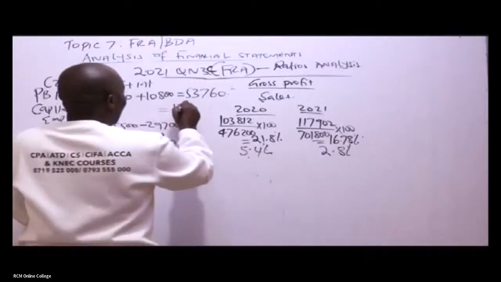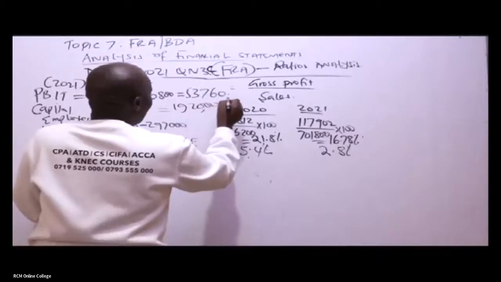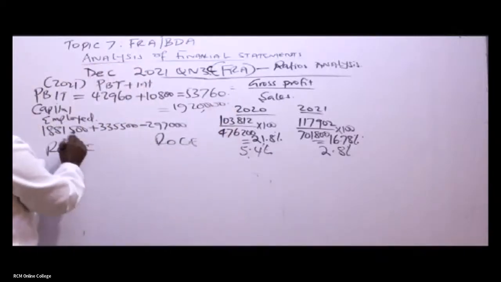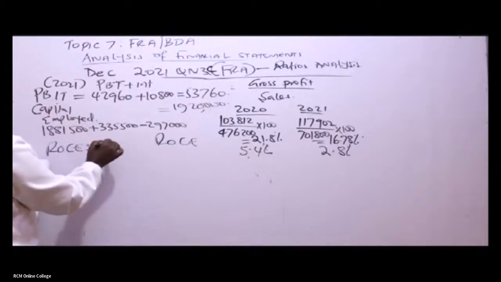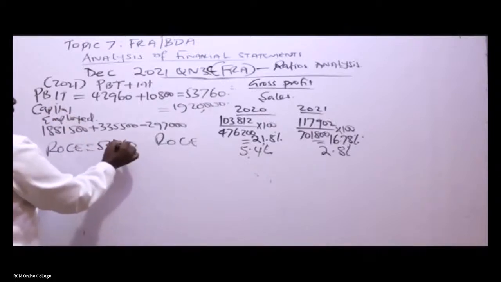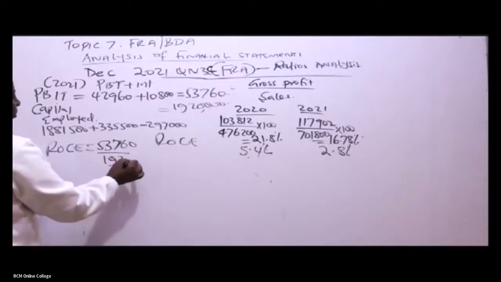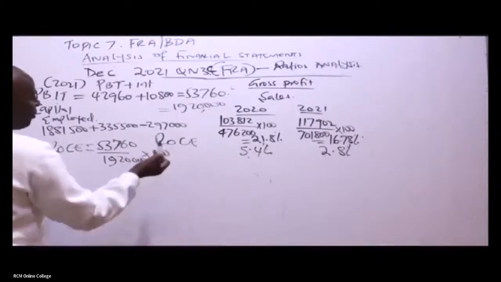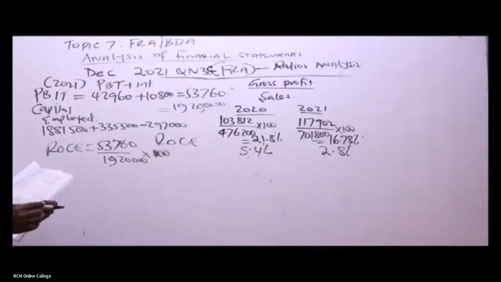1920,000. Beautiful figure. And now remember that ROCE really is the quotient between this PBIT, 53,760. We divide this by the capital employed, 1920,000 times 100. So then are you able to give me these figures, 2.8? So I believe now, Angie, you're able to pick that one for 2021.